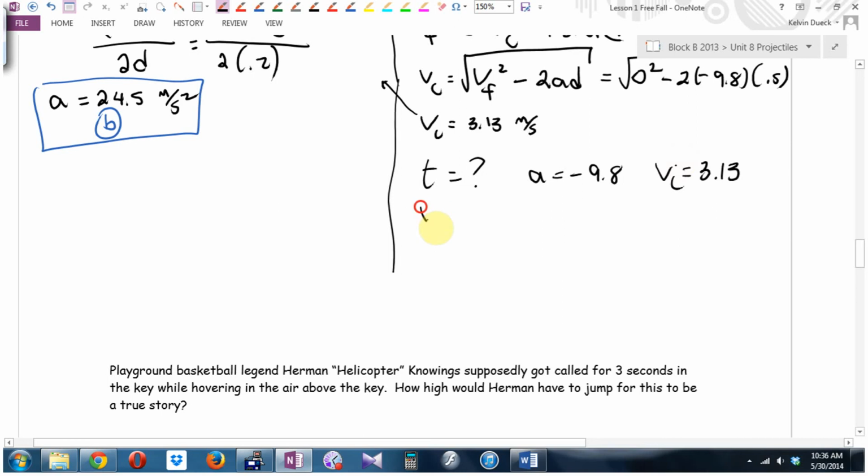Ah. Negative 3.13. I can use what goes up must come down, and I can find T in one step. I would have no problem if you found time to top and doubled it. I would have a problem if you found time to top and said, that's the hang time. No, he comes back down to, or she comes back down to. T equals VF minus VI over A. Third time today I've seen that puppy.